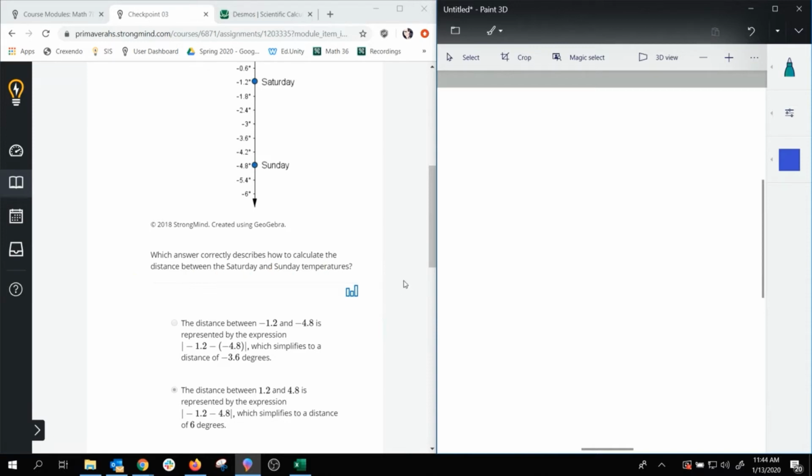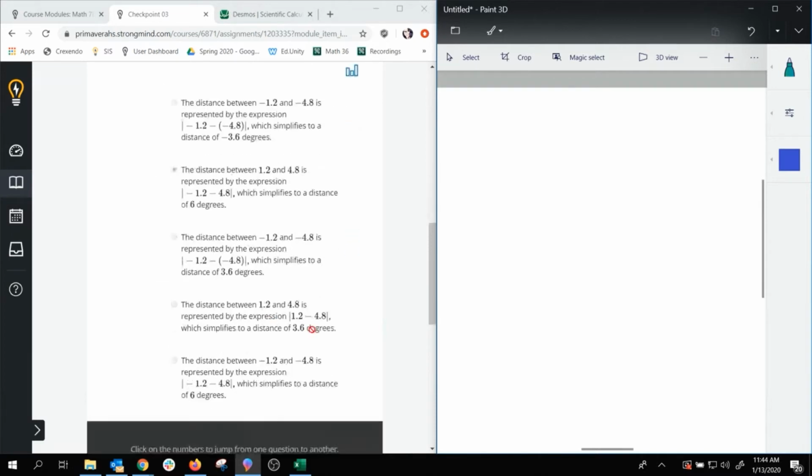Well, our answer should be what? Positive or negative for our distance between the two? Should be a positive distance. Remember, distance is always what? If we're using absolute value signs, it should always be positive, right? So any of these answer choices that have a negative number, I'm going to cross off right away, which looks like this first one's the only one that says it is a negative number.